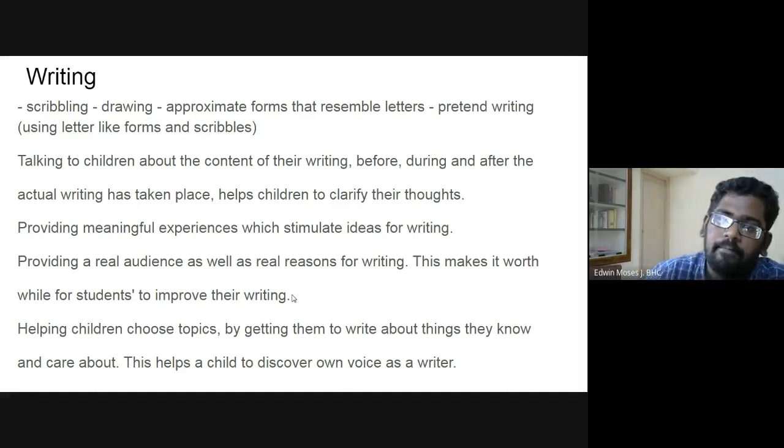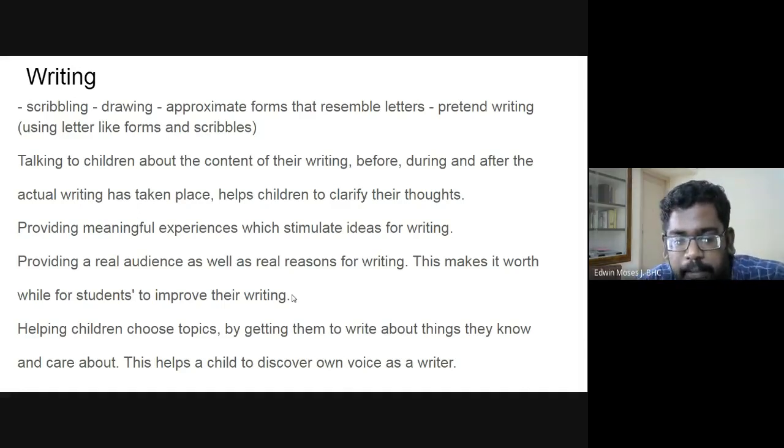So that is how we have to develop the expression, the creativity, the critical and creative thinking of students, especially when it comes to higher secondary students. You have to develop their critical and creative thinking. And with regard to kids, mostly you help them express their creativity in the beginning stages. This helps a child to discover their own voice as a writer. Making them write helps a child to discover their own voice as a writer.